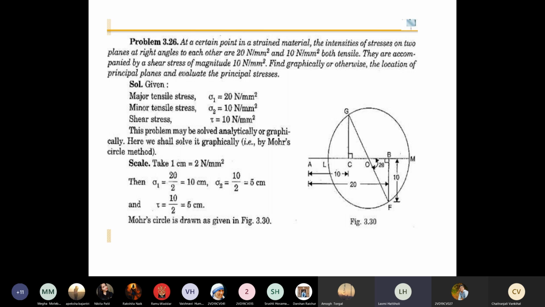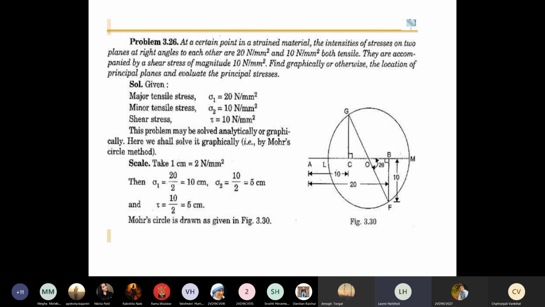And they are accompanied by a shear stress of magnitude 10 Newton per mm square. So sigma x is given, sigma y is given, and q is given to you. Here it has been taken once again as sigma 1, sigma 2; you take it as sigma x, sigma y, and q. Now your question is: find graphically or otherwise the principal planes and evaluate the principal stresses. So you should find theta 1, theta 2, and the principal stresses sigma 1, sigma 2. First write the given conditions: sigma x is equal to 20, sigma y is equal to 10, q is equal to 10 Newton per mm square.